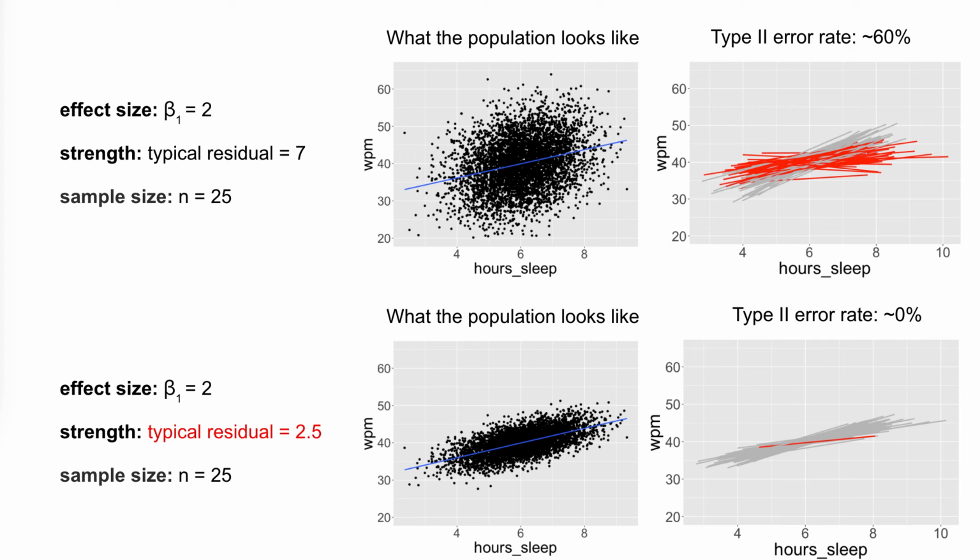Essentially, the stronger the relationship, the less error there will be in our sample estimates. Thus, the more consistently these estimates will hover around the actual effect size of 2 in this example. In turn, then, it's easier to detect a significant relationship.